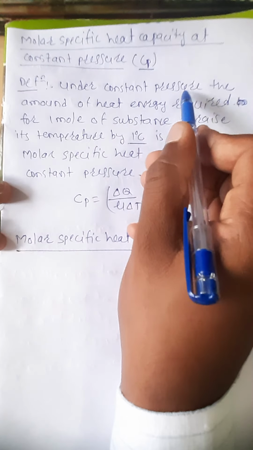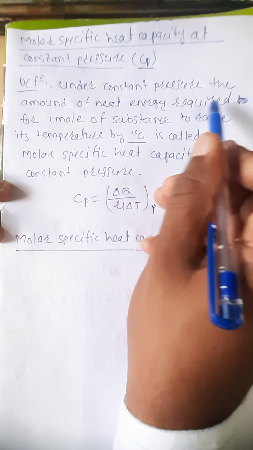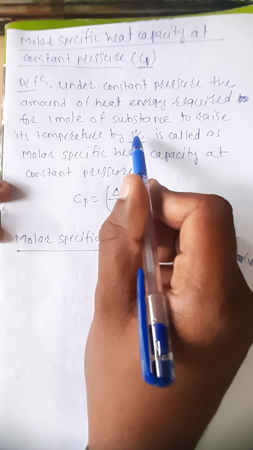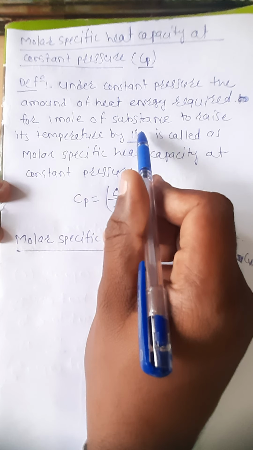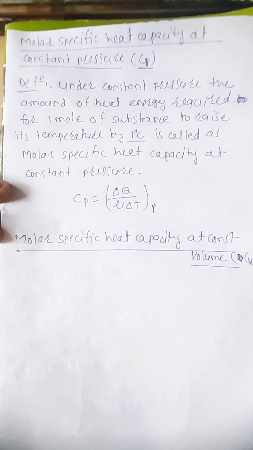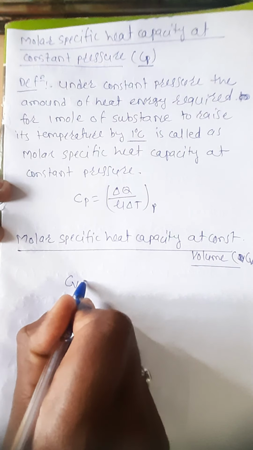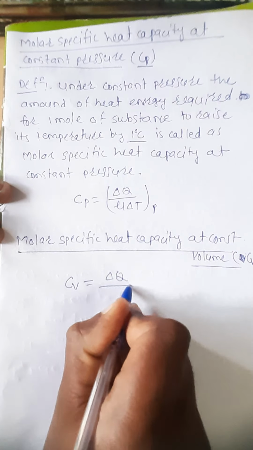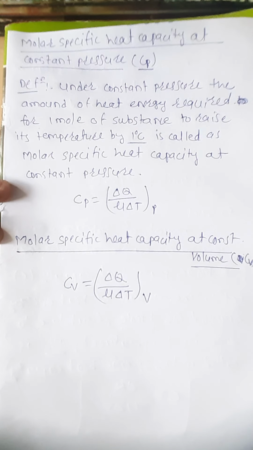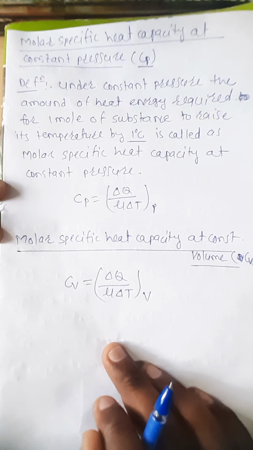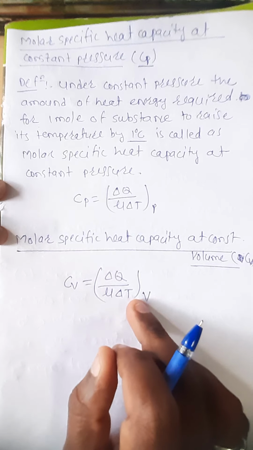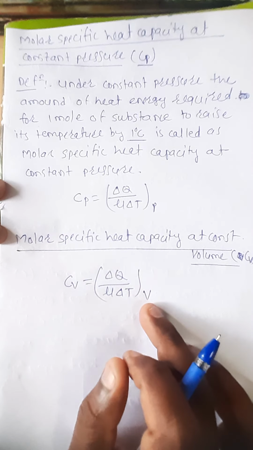Under constant volume, the amount of heat energy required for 1 mole of substance to raise its temperature by 1 degree Celsius is called the molar specific heat capacity at constant volume. Directly, I write Cv is equal to delta Q divided by mu into delta T at constant volume. This is the molar specific heat capacity at constant volume.